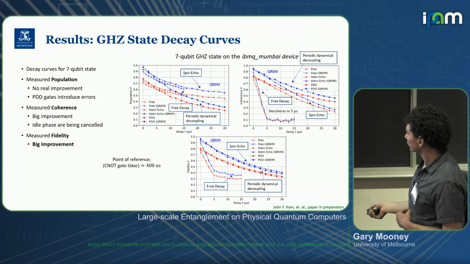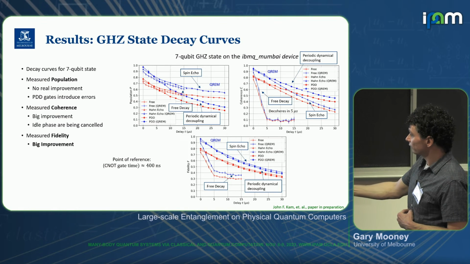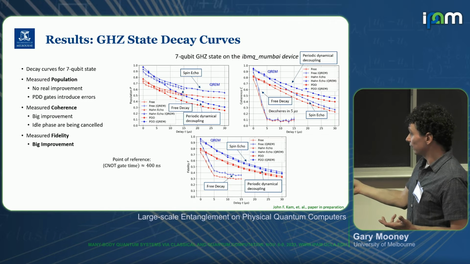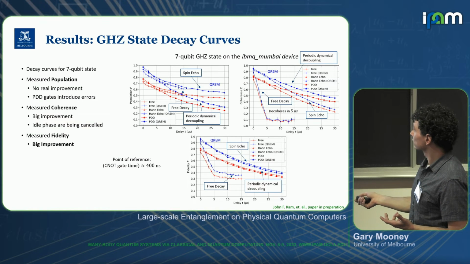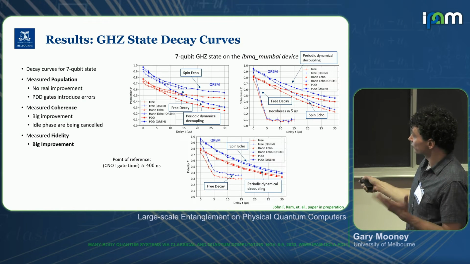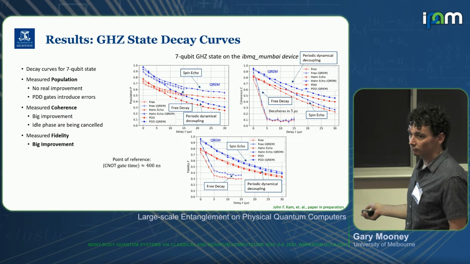Microseconds, sorry. And for a point of reference, on the devices we used, the CNOT gate error time is about 400 nanoseconds. And then here's the fidelity. You can see that it clearly helps by quite a bit compared to this free decay. And even though they're good at different things, they kind of average out to be similar.